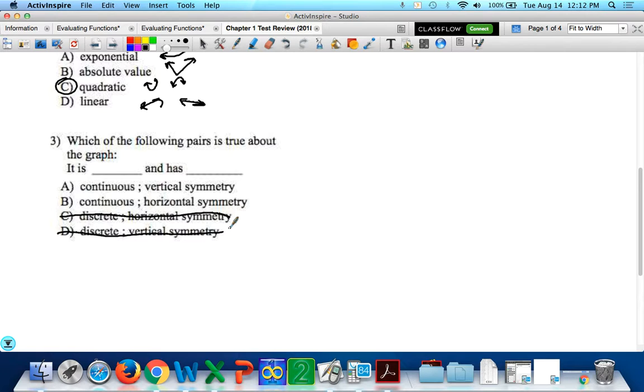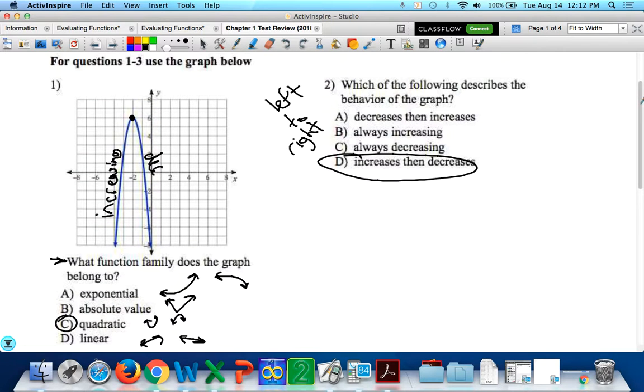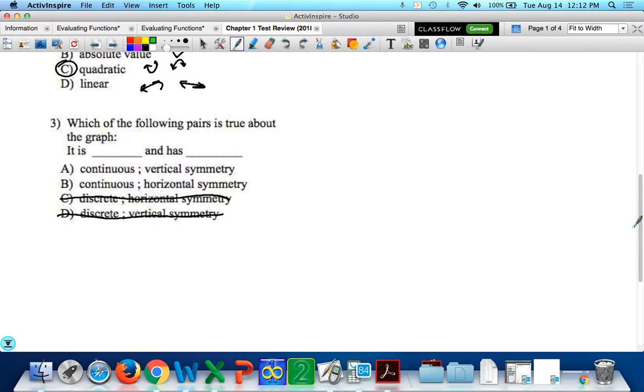Next, we have to tackle the second part, and has vertical symmetry or horizontal symmetry. That means, can we draw a line that splits this graph perfectly in half, such that you could fold it over on itself? Well, that line would be right here, right down the middle. This graph then is going to fold from one side to the other exactly onto itself. That's a vertical line. Therefore, our symmetry is vertical.